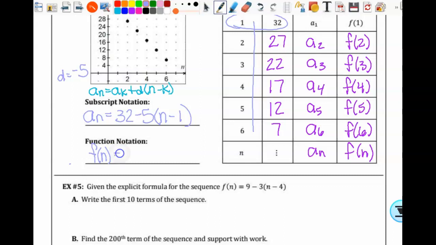Then f of n. So when I distribute that, I know I'm going to have a minus 5n there. And then the negative 5 times negative 1 is a positive 5, and the 32 is going to give me 37 minus 5n. What questions do you have? We good?